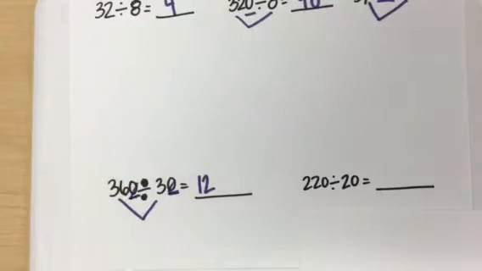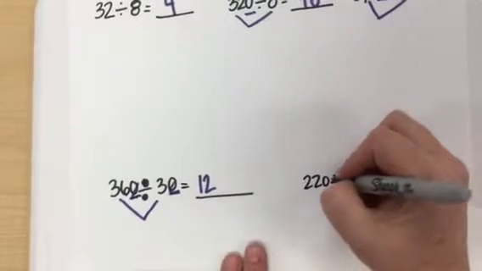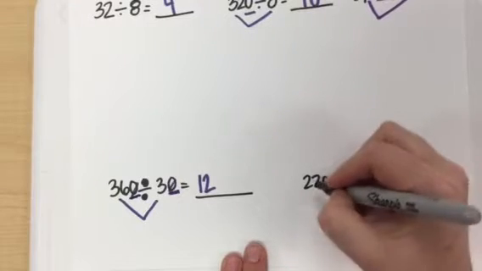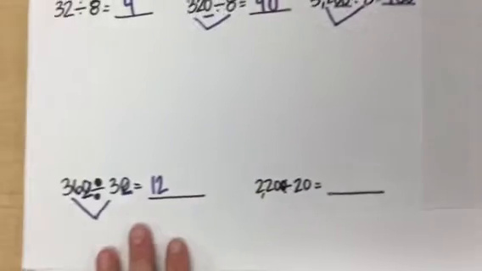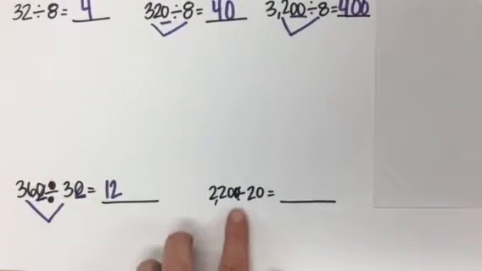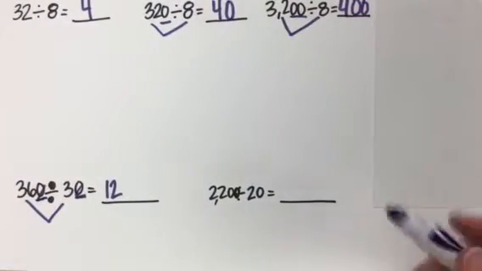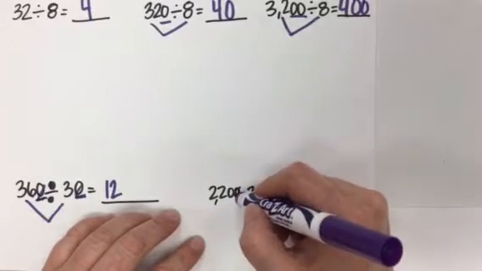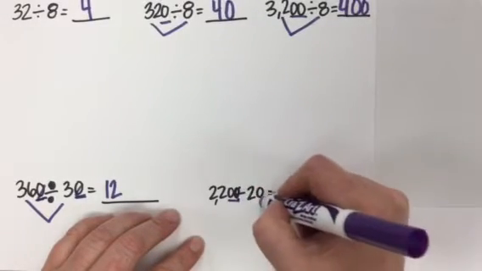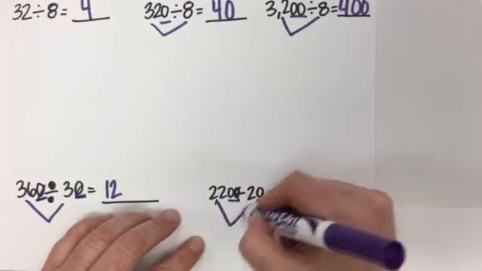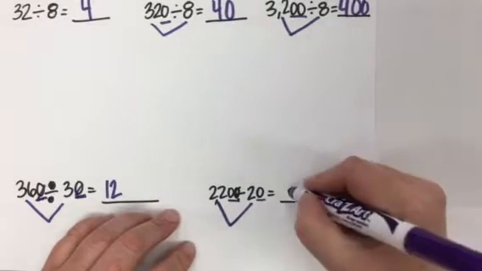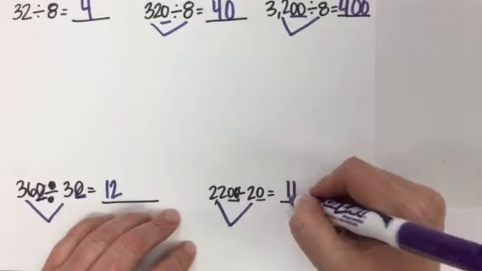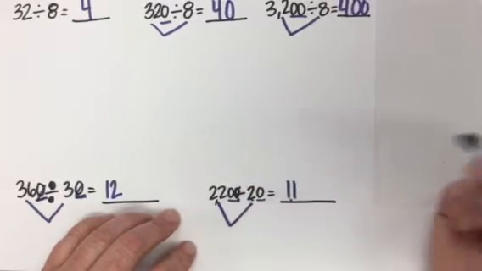I'm actually going to change this problem to 2,200 divided by 20. All right, so I've got 2 zeros on this side and I've got 1 0 on this side. I can still ignore the zeros for now, okay? 22 divided by 2. Well, I know that's going to be 11 because 11 times 2 equals 22.